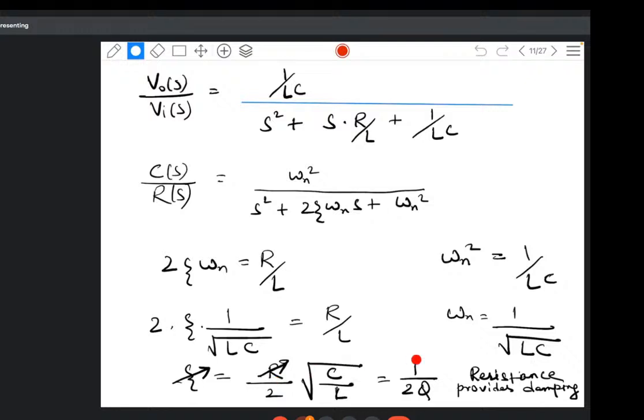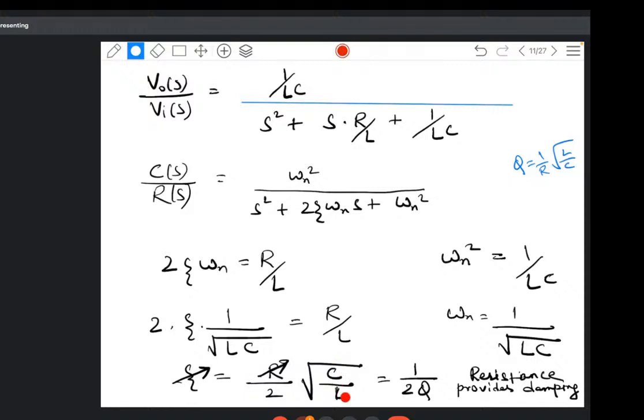Which is also denoted as 1 by 2 into quality factor, because the quality factor for a series RLC circuit is given as 1 by R under root L by C. This is how I give the quality factor for the RLC circuit. So zeta I am getting as 1 by 2Q. So if you know the value of quality factor, directly put it and get this formula for the series RLC second order electrical circuit.